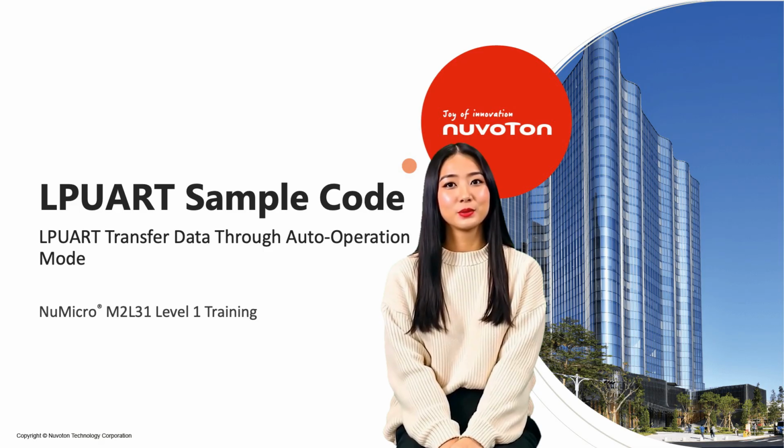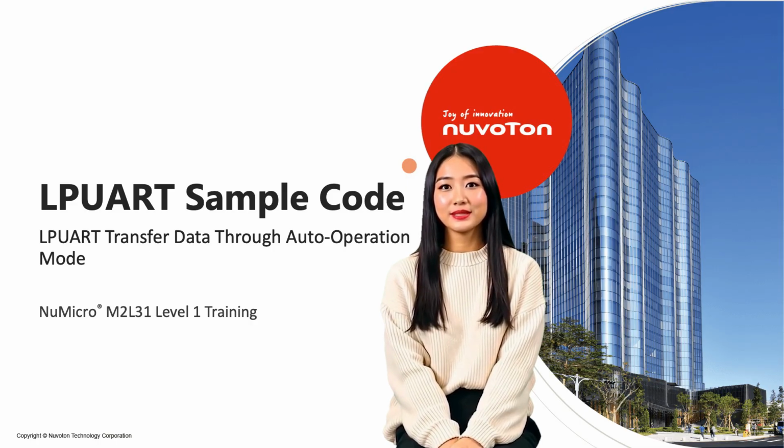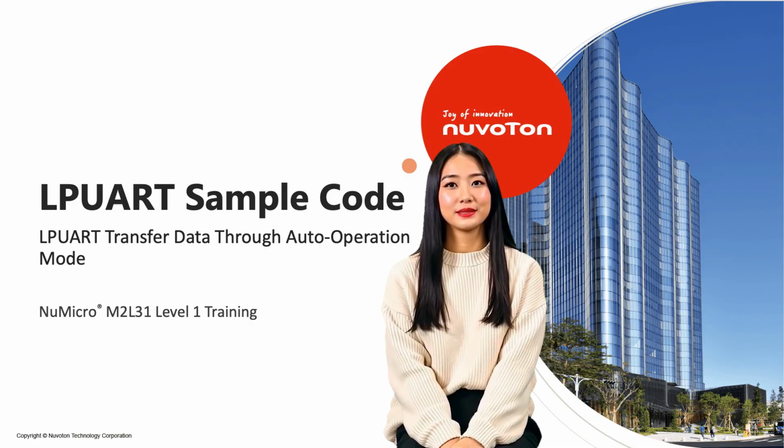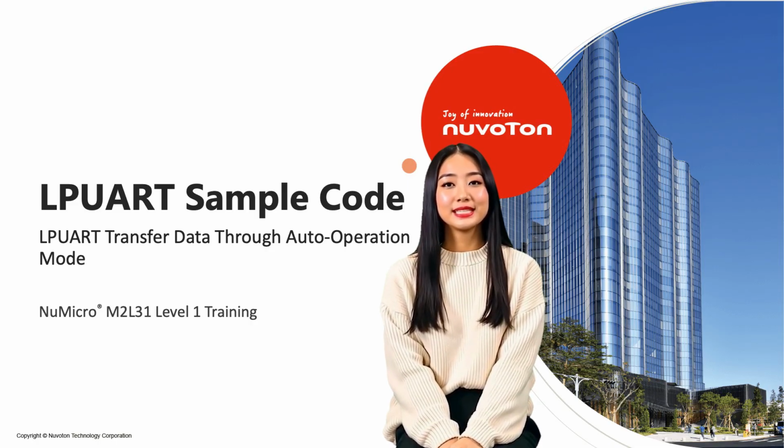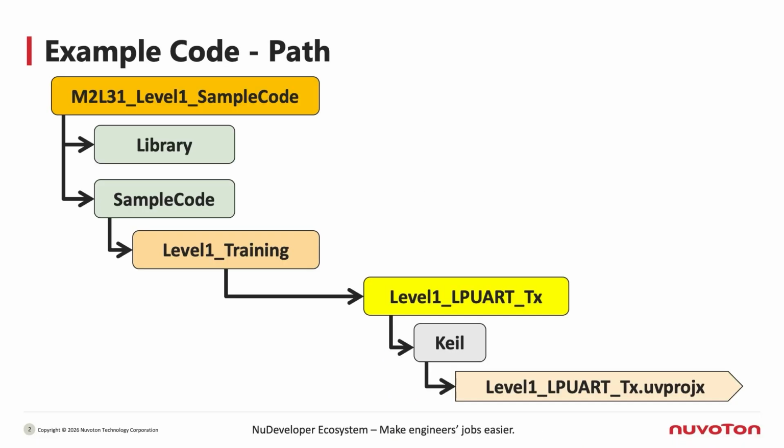In this video, we're going to walk through a low power UART sample program. We'll demonstrate how, in low power mode, you can use auto operation mode to let the hardware automatically handle low power UART data transmission without requiring continuous involvement from the CPU. This approach is especially useful for low power applications, where you want to keep the system efficient while still maintaining reliable communication.